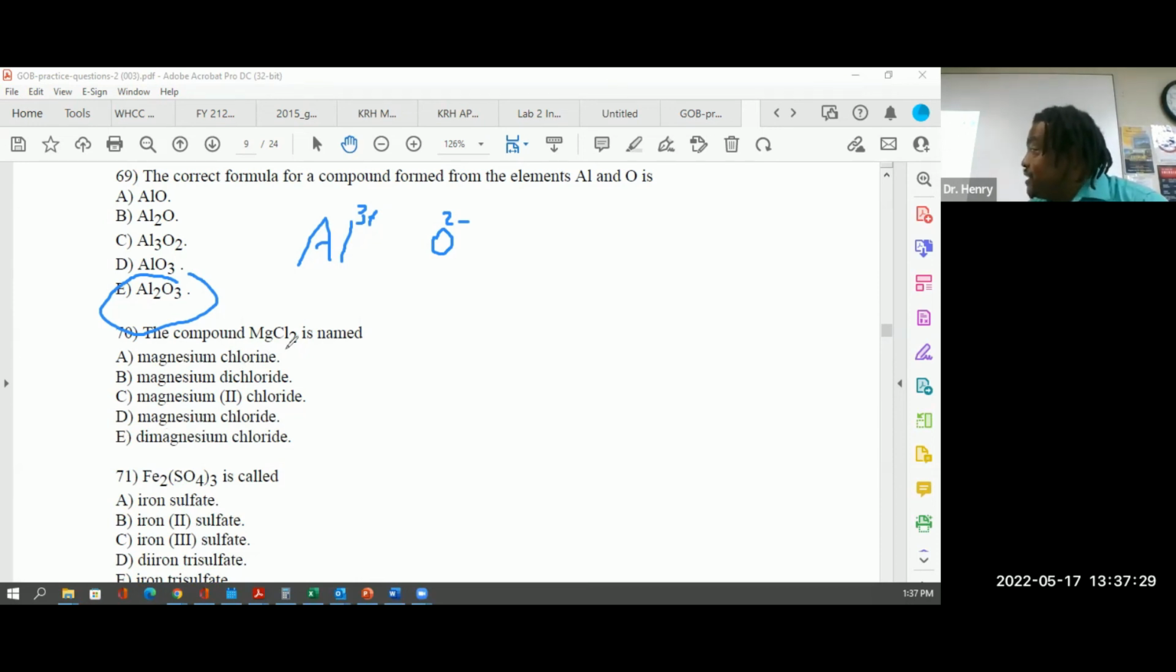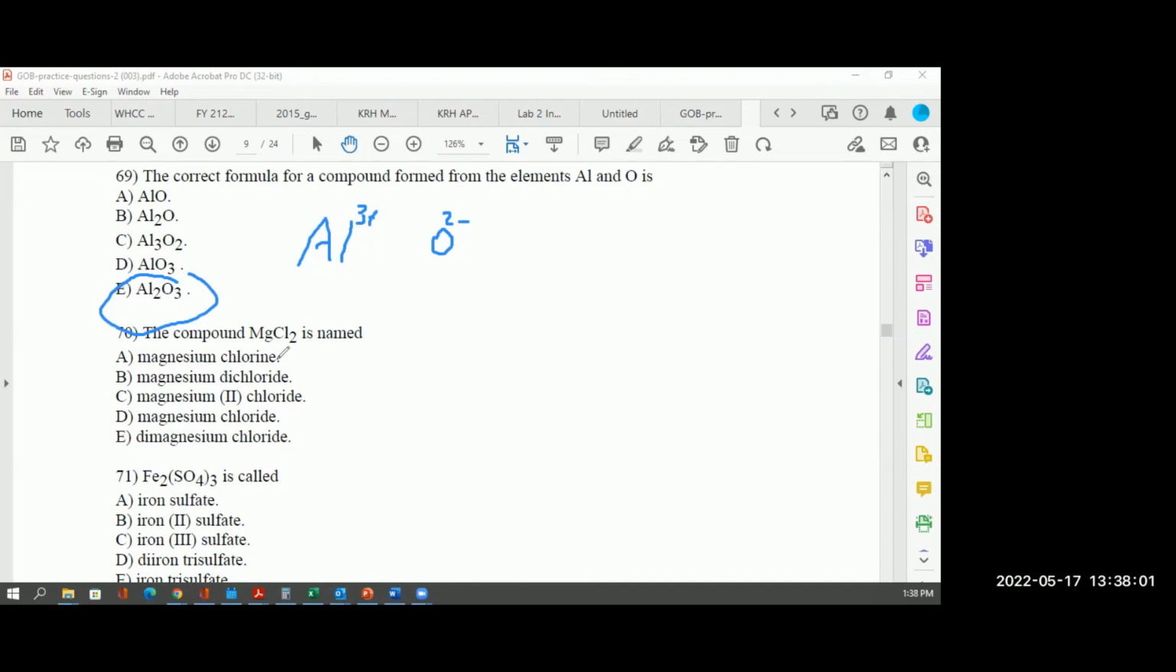The compound magnesium chloride is named... Okay, the compound MgCl2 is named: A, magnesium chlorine, B, magnesium dichloride, C, magnesium 2 chloride, D, magnesium chloride, E, dimagnesium chloride. C.